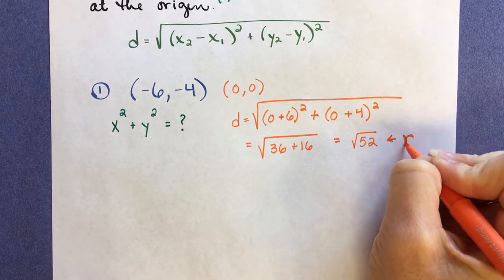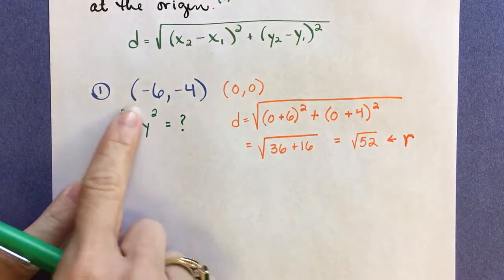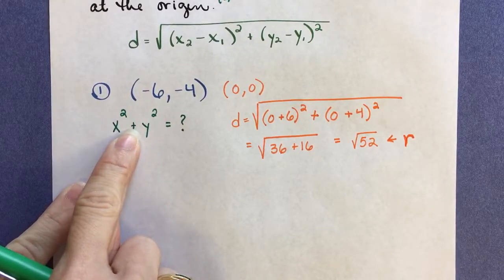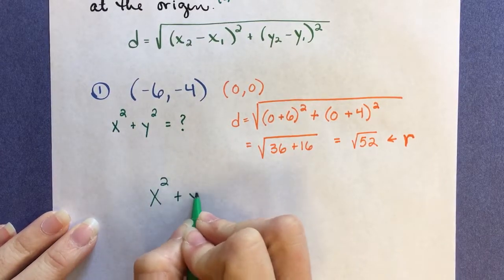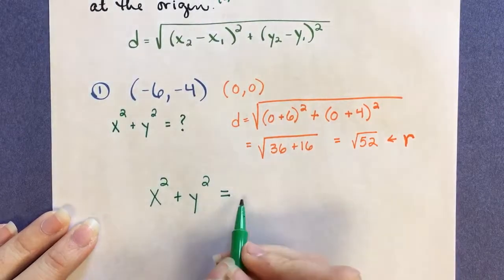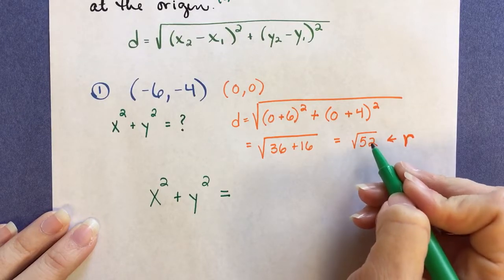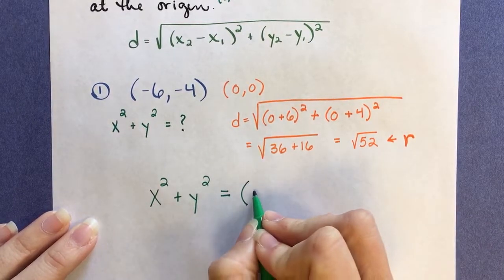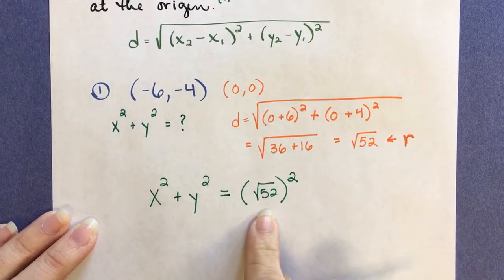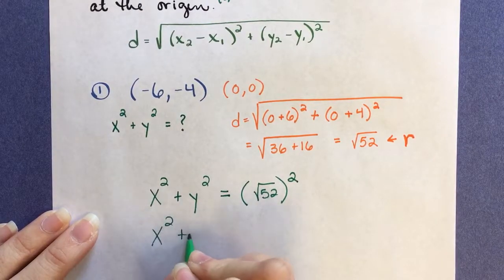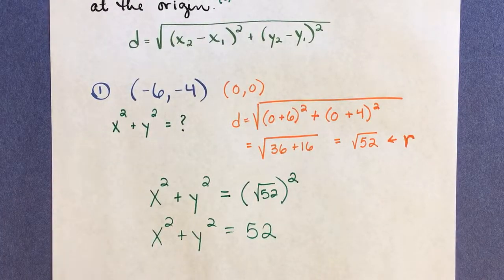This is r, okay? Now, back to my equation. I've already figured out this is exactly what this part's going to look like. And again, that's because my center is at the origin. So I have x squared plus y squared equals. Now, what I need here is r squared. What I found here, though, is just r. So that means I've got to take the square root of the 52 and square it, because this is r and I need r squared. So my answer then is x squared plus y squared is equal to 52.